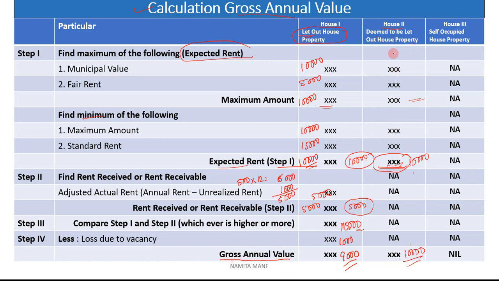Now in the case of self-occupied house property, steps 1, 2, 3 and 4 are not applicable. Why? Because the owner is using that house for his own residential purposes, so he is not getting any income. Hence for self-occupied property, these steps will not be considered for the calculation of gross annual value. Okay, this is very important for the calculation of gross annual value.